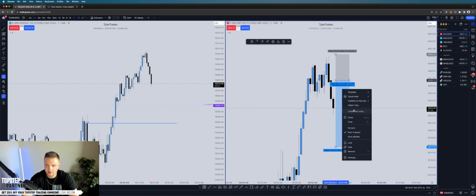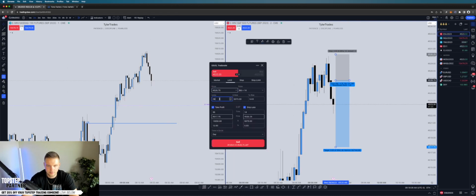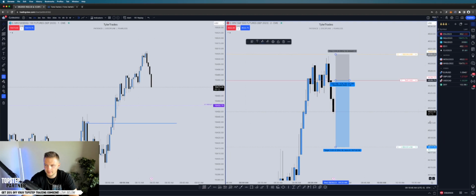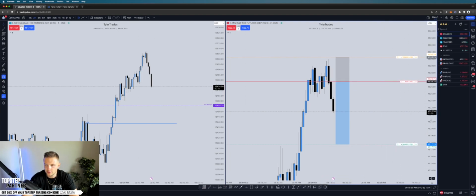So for right now, I'm going to create a limit order. Sell limit. Yep. Fantastic. And if this 2-minute candle closes, leaving this gap open, I will move it down. I'm going to move my entry down.